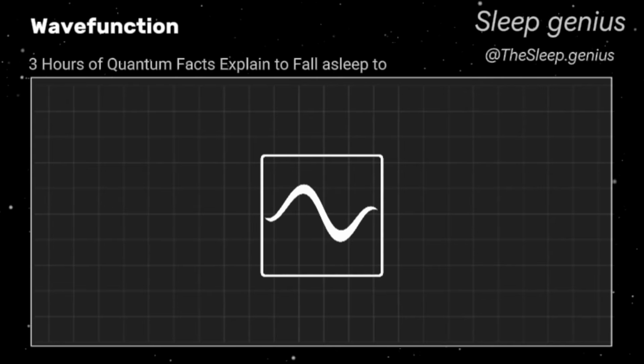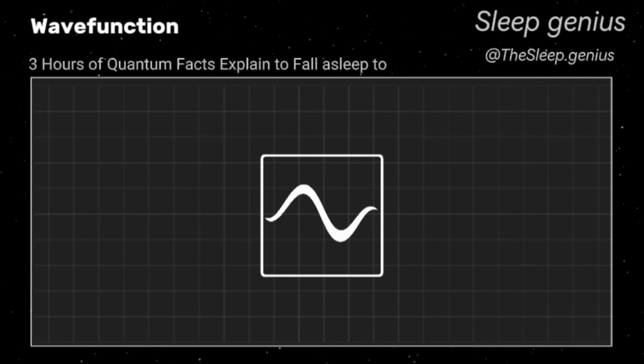Wave function. At its essence, the wave function is the mathematical embodiment of possibility, a representation of the universe's subtle whisperings before any observation. It is not a tangible object, not something we can touch or see in a conventional sense.